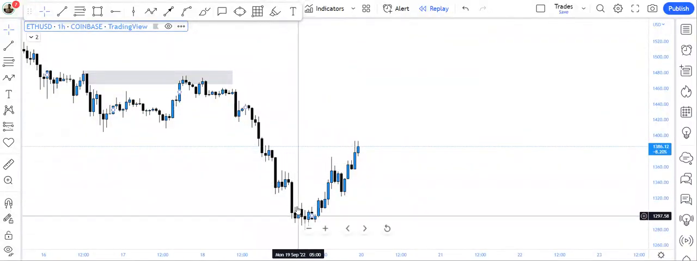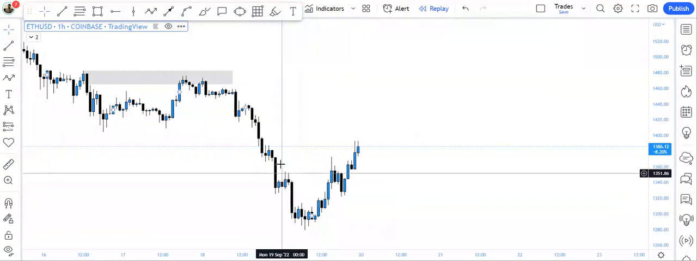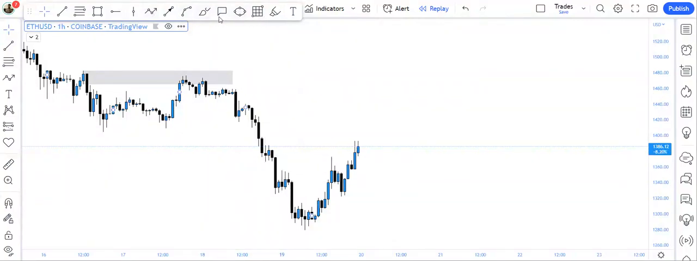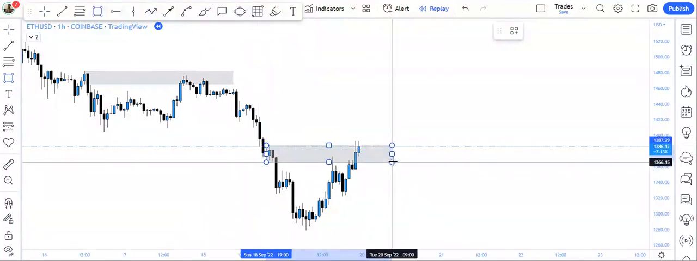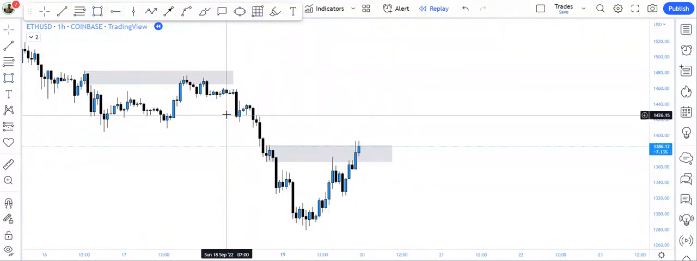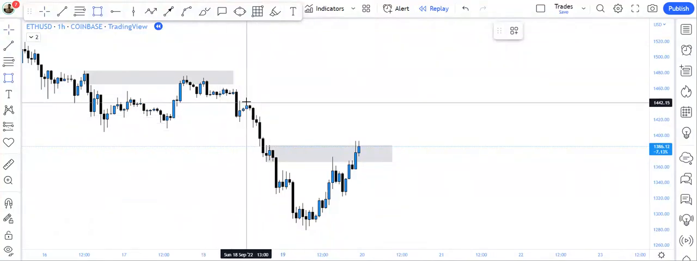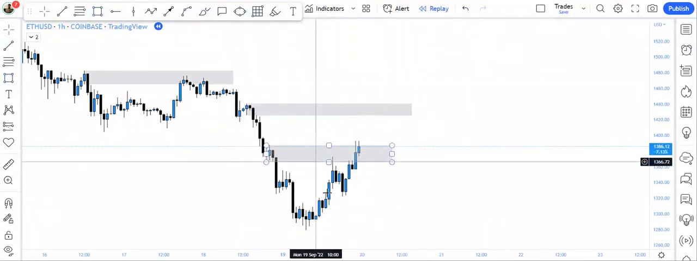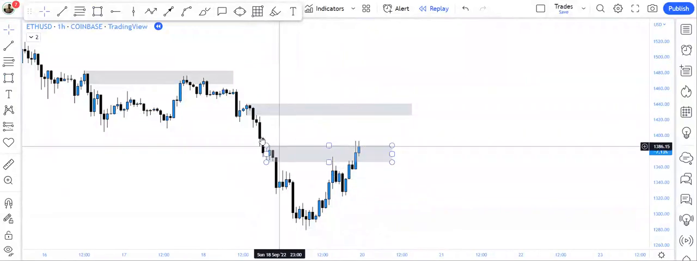Right over here, obviously we have this supply zone that didn't hold, but you have to keep in mind this is not a good supply and demand zone. This is a better one right over here. This is a better one right over here. And also this wouldn't be a good one. This would be a better one as well, right over here. So either two of these supply zones could hold from moving price towards the downside.